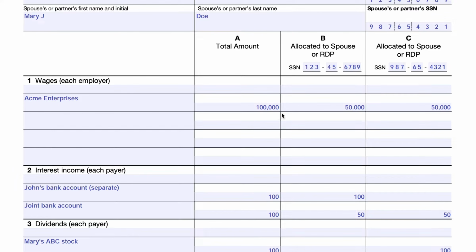He received $100,000 as reported on his Form W-2. So that's split 50-50, as you can see here. It could also be issued on Form W-2C if you needed a corrected form.